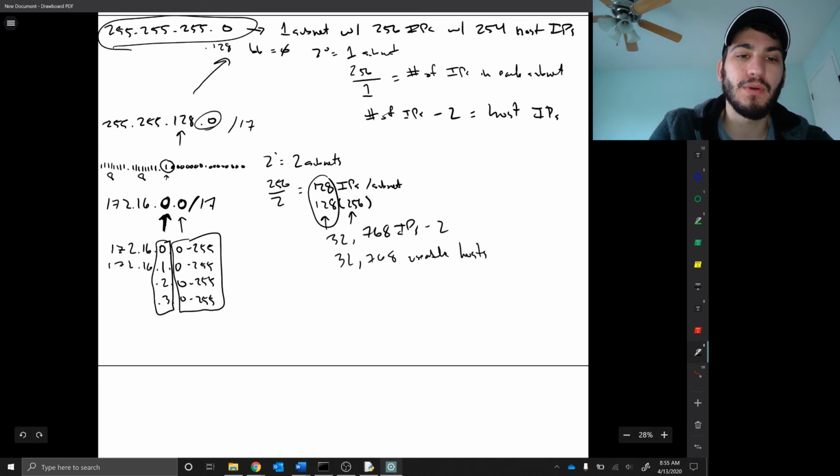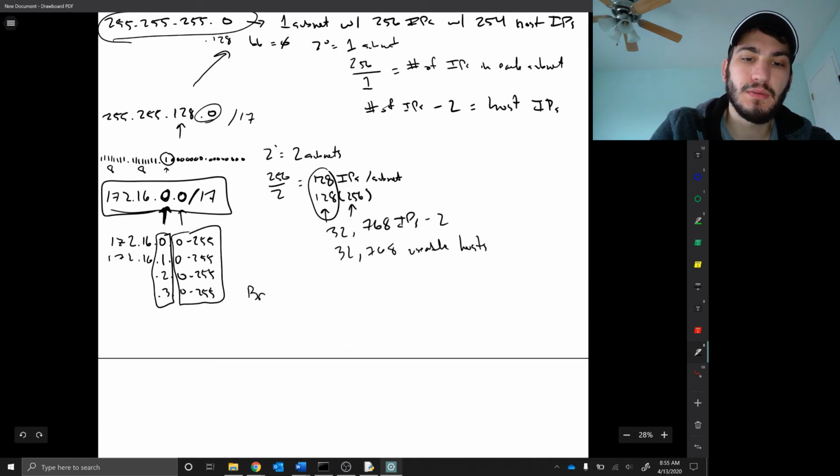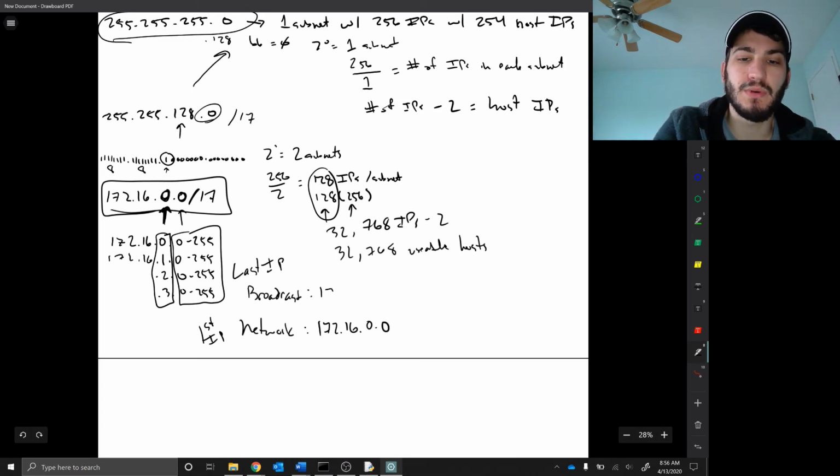And for this subnet right here, we would still have the broadcast address and the network name. The network name is 172.16.0.0. Again, this is the first IP. This one is the last IP. So this one is 172.16.127.255.